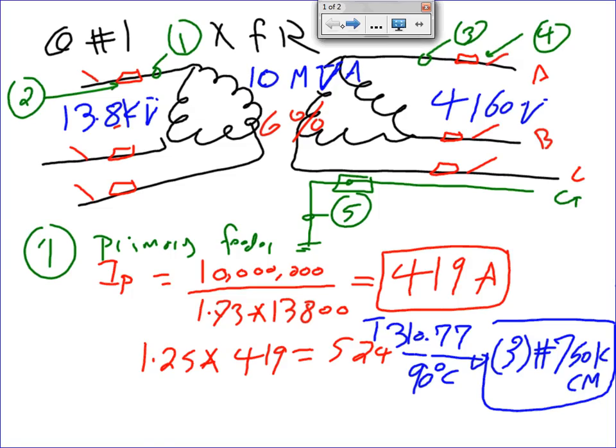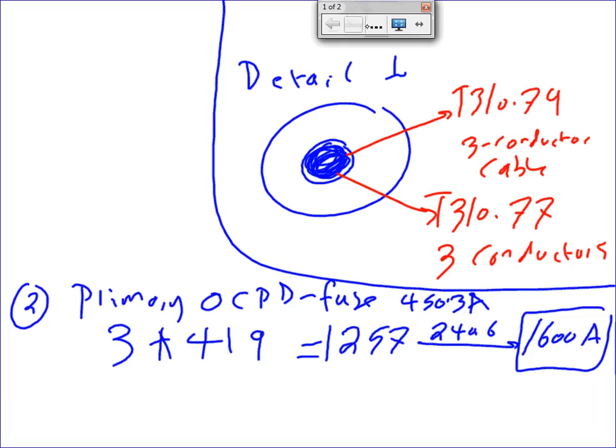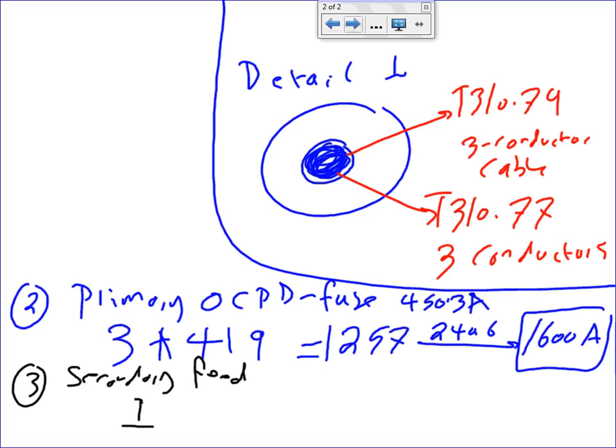Okay, so we got our primary. Any question, guys, about the primary fuse? I picked a very big, large transformer, guys, so that's why the numbers are big. Number three, secondary feeder. You take your 10 meg, divide this by 1.73 times 4160. Don't forget that these are 10 million.